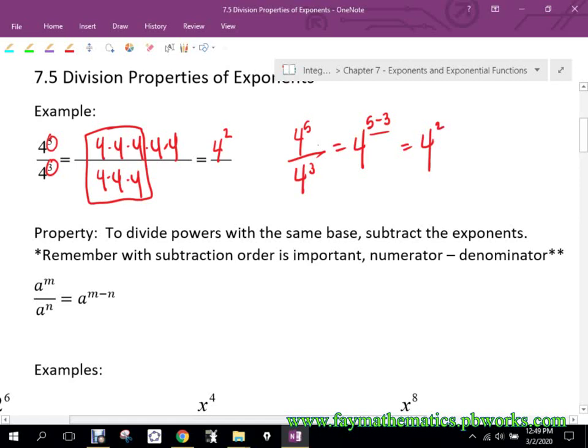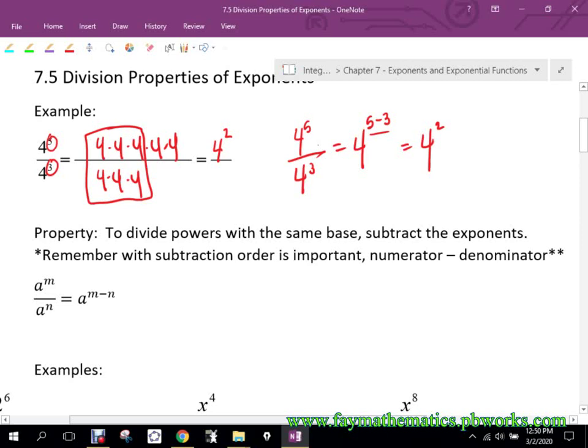Think about this. When we're multiplying like bases, what do we do with the exponents? When we're multiplying like bases, we add them, because multiplication is repetitive addition. Okay? When I'm doing division, I subtract the exponents because division is repetitive subtraction. So when we divide, we need to subtract.